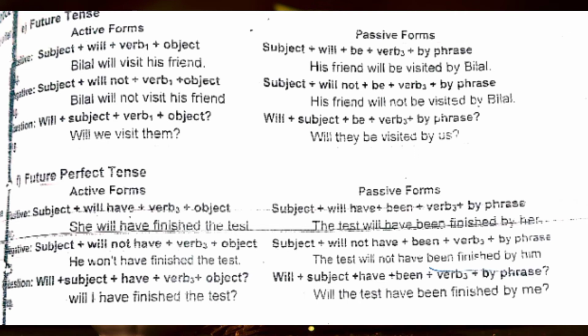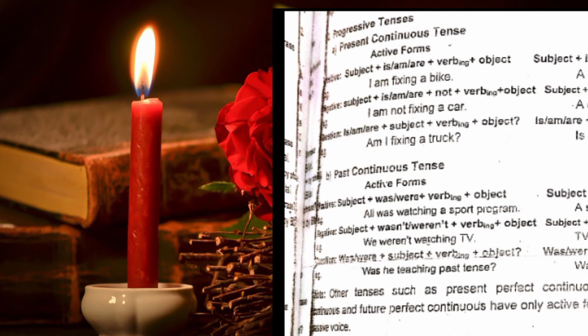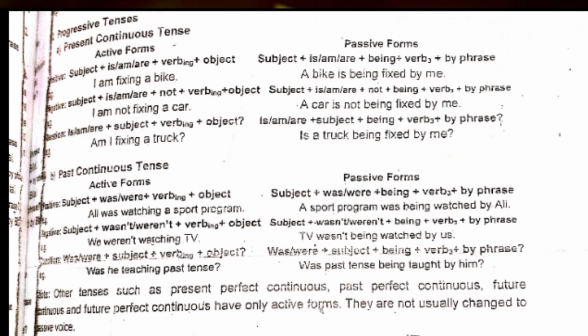Okay, so we have two progressive tenses which are changeable. First is the present continuous tense and second is the past continuous tense. The present continuous positive structure is subject plus is/am/are plus verb-ing plus object. I am fixing a bike. So the passive form is a bike is being fixed by me.